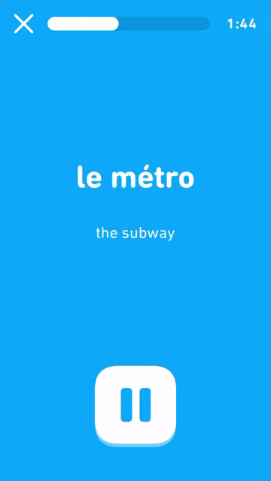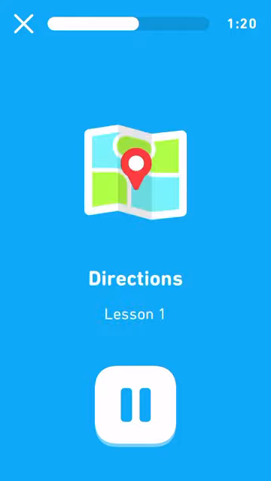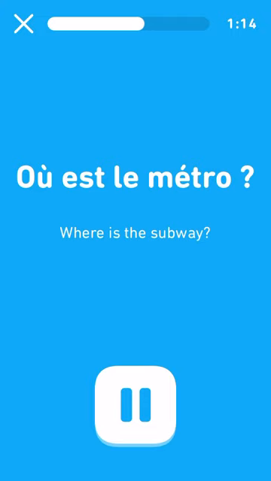Ah, yes, the subway. Le métro. Le here just means the. Le métro. Yep, and the French R is in the middle of métro, so it sounds like you're clearing your throat. Ro. Métro. Excellent. Now, let's plug le métro into something useful, like, où est le métro?